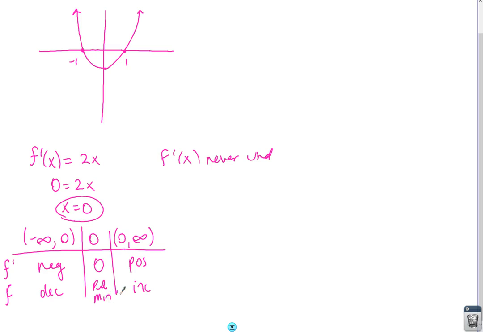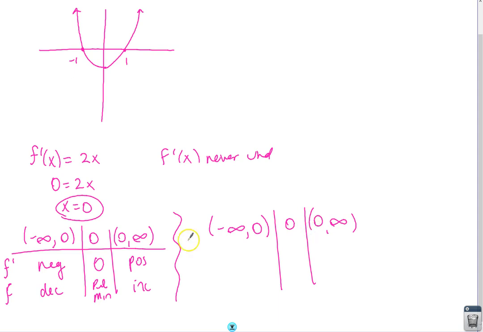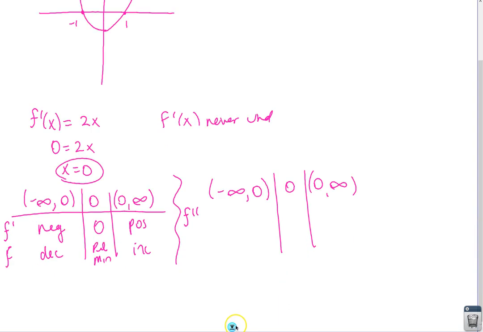If I wanted to, I could draw a whole new chart. Let's start with the whole new chart. I'm going to keep my same critical number, so I've got -infinity to 0, 0, 0 to infinity. I want to look at what's happening on my second derivative, so that means I plug numbers into my second derivative. Running low on room here.